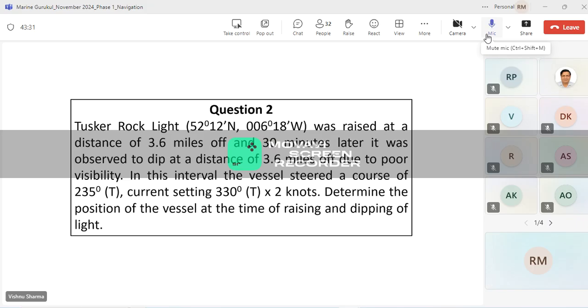So what does it give you? Rising of light is fine. What is the outcome that you'll take from here? Geographical range. Sir, we'll get a position circle. Position circle for the time when the light was raised. You don't have to do any calculations because the range is directly provided in the question. Am I right? You don't have to calculate geographical range or luminous range.